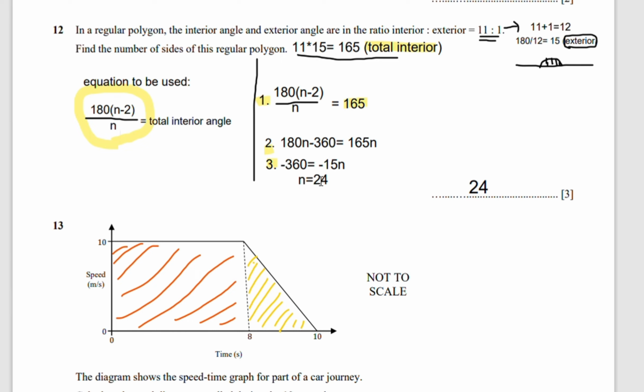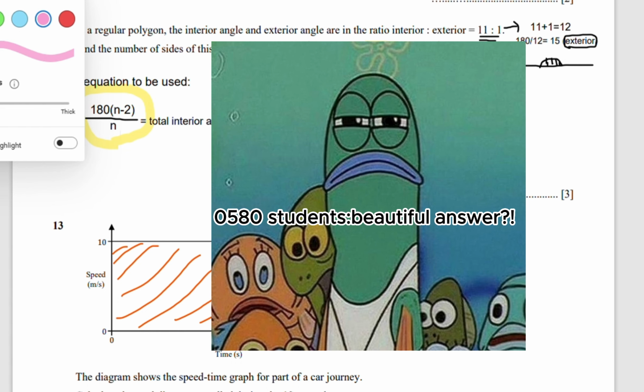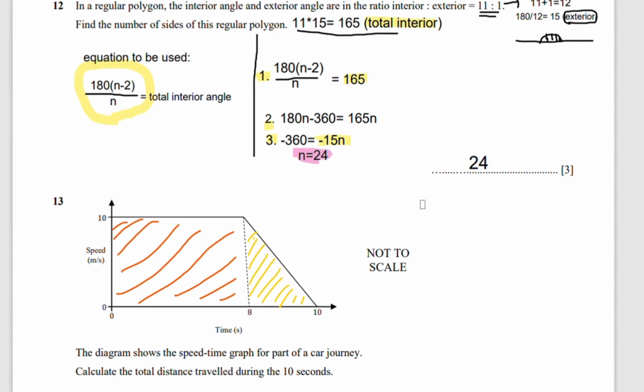We will keep n on one side, so 180n subtracted from both sides becomes negative 15n right here, as you can see. And here we still have the negative 360. So we want to find the number of sides, so divide by negative 15 on both sides. We will end up with our beautiful answer right here, which is 24. So the answer is 24.